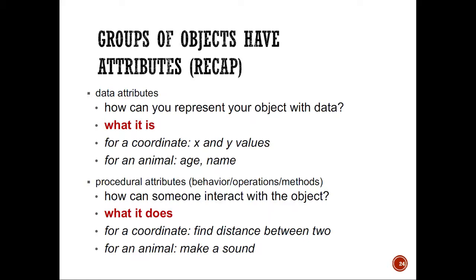The second type of attribute is the procedural attributes, or what we call methods. These attributes answer the question what it does. So basically, how can we interact with the object? As we mentioned in the earlier example, for a coordinate, one possible method is finding the distance between 2 object instances. For an animal, it could be making a sound.